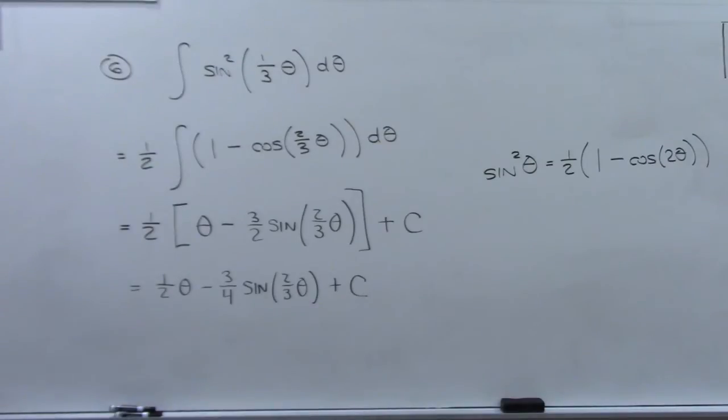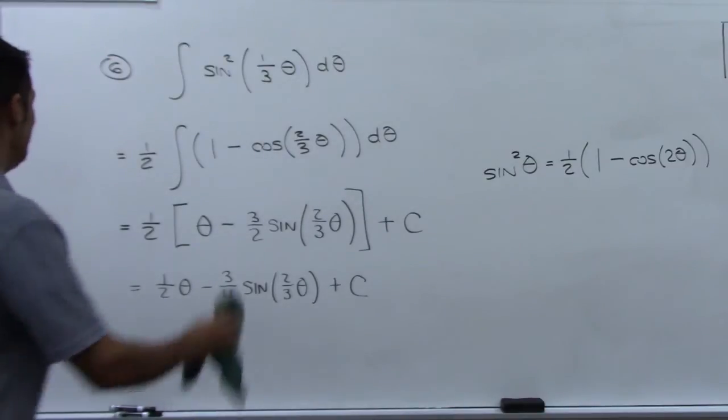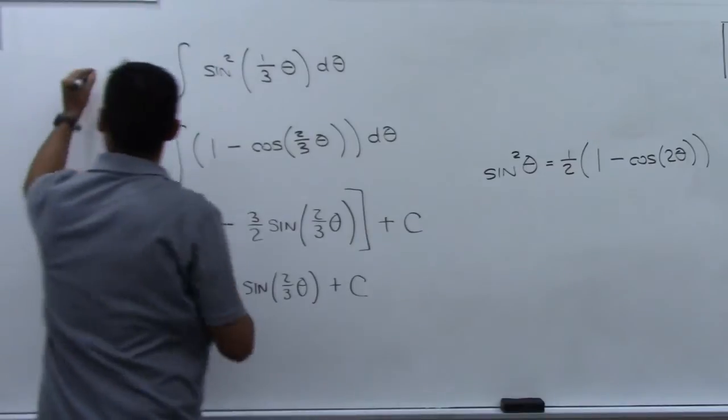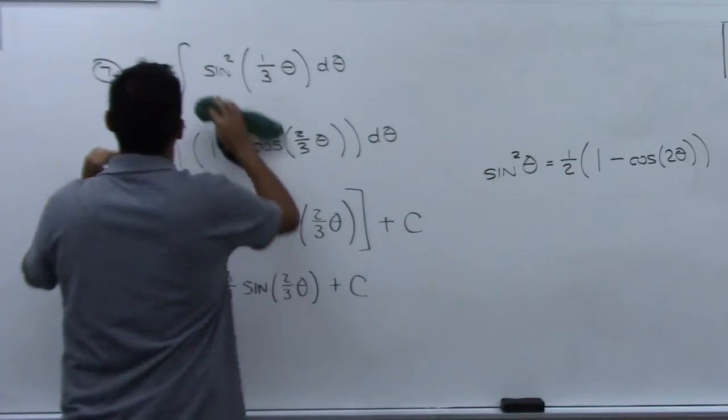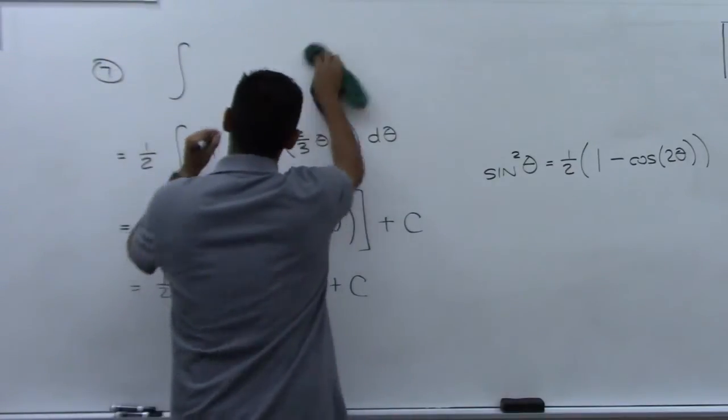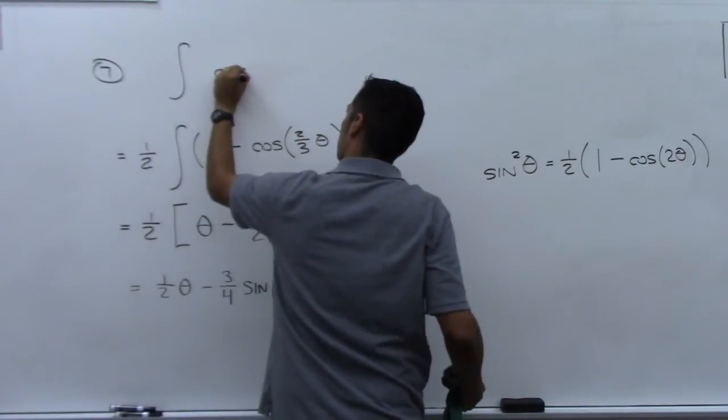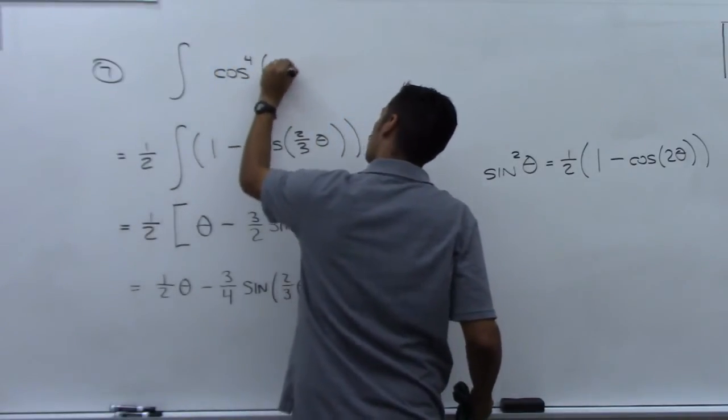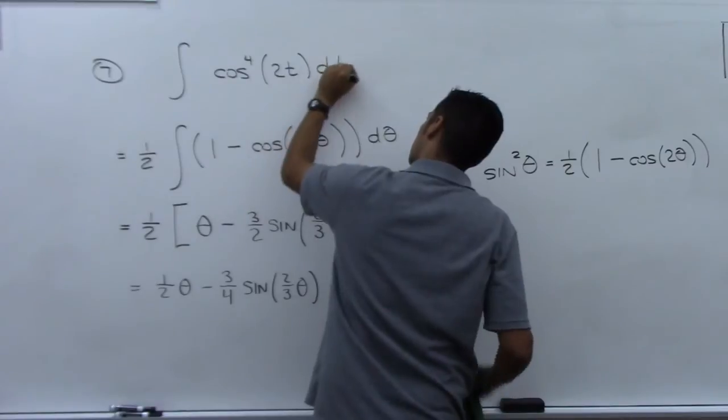That's it. We're done. All right, number 7, cosine to the 4th of 2t dt. Ugh. I already know this is going to be ugly. Cosine to the 4th of 2t dt.